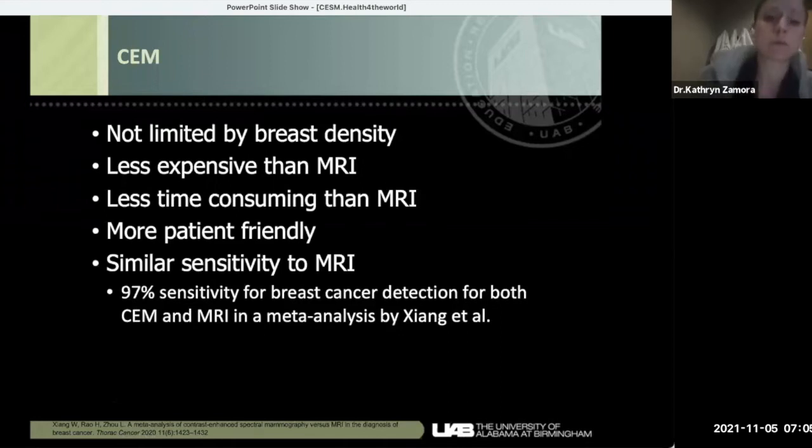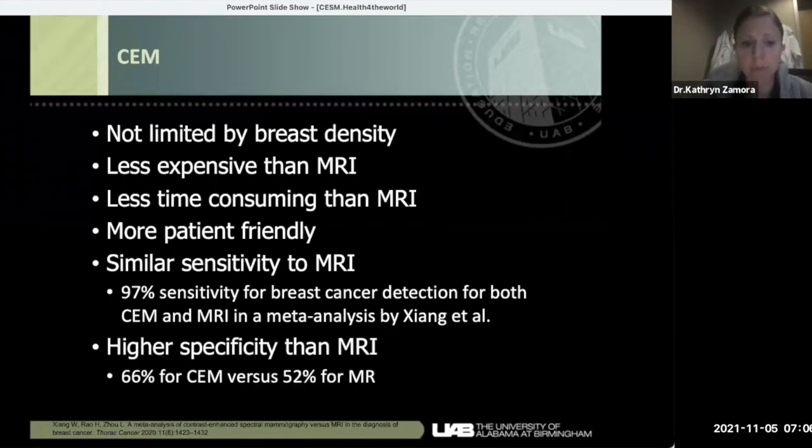Additionally, it's been proven to have a similar sensitivity to MRI examination. A meta-analysis comparing 13 studies demonstrated a 97% sensitivity for breast cancer detection in both contrast-enhanced mammography and MRI examination. Also in this meta-analysis, contrast-enhanced mammography showed a higher specificity, 66% compared to 52%.